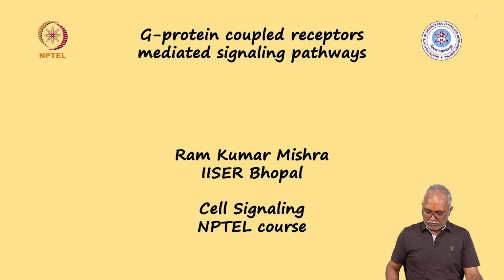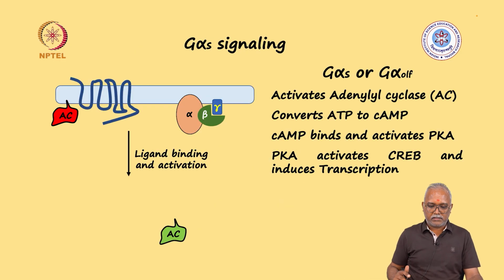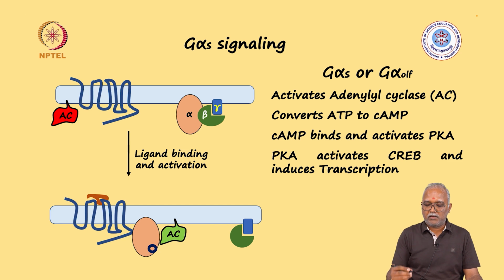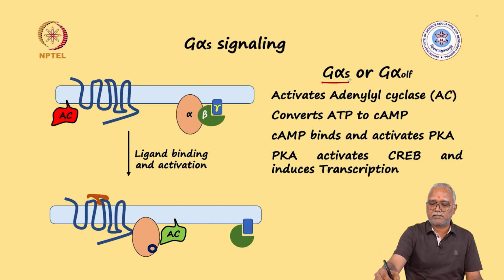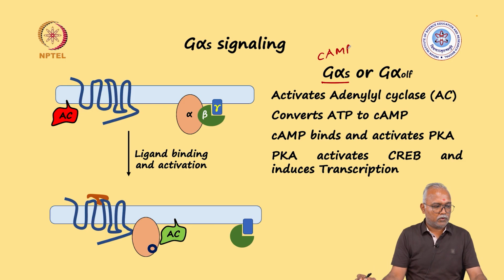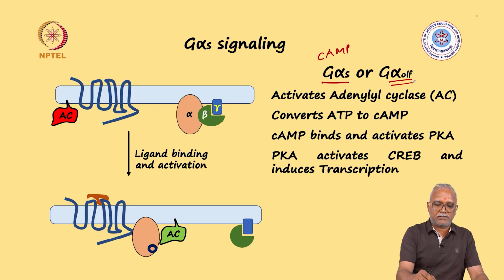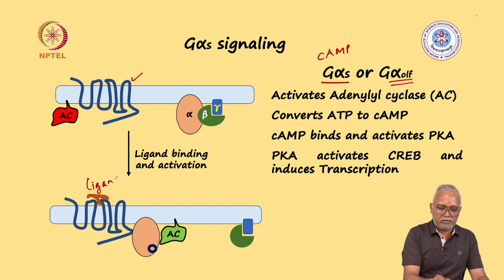So, just to recapitulate, what we studied in the previous class was G-alpha S. S stands for stimulation of cyclic AMP production. Many of the G-alpha S were also studied in the context of olfaction. That is why they are also called G-alpha olf. And the basic idea here is that this G-alpha comes in contact with the receptor, particularly when the ligand has bound here, or what we call here agonist.